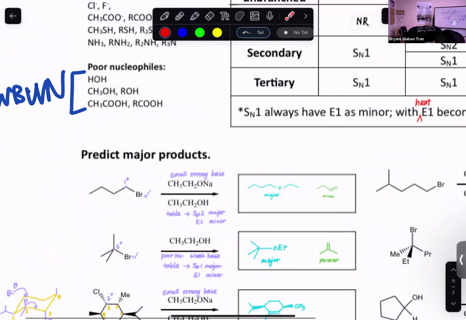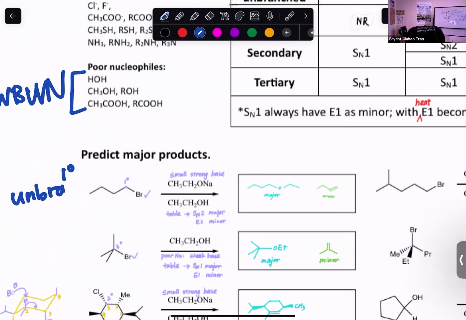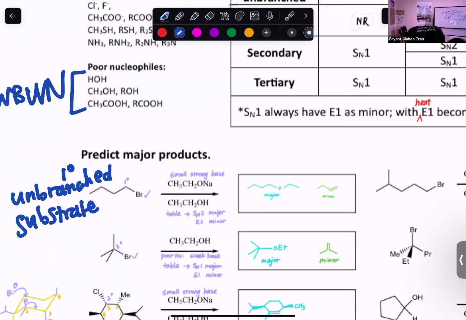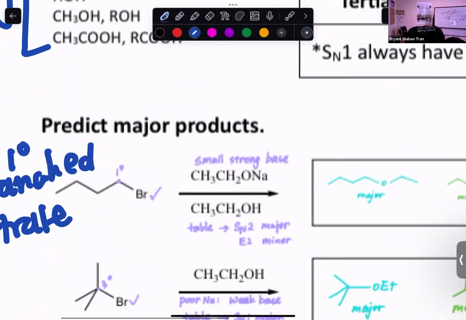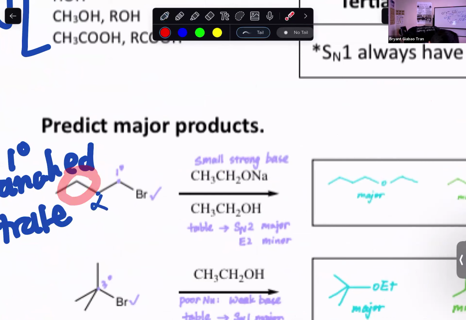So this is a primary unbranched substrate because if we look at the alpha carbon, that only has one branch attached to it coming off of the substrate carbon.